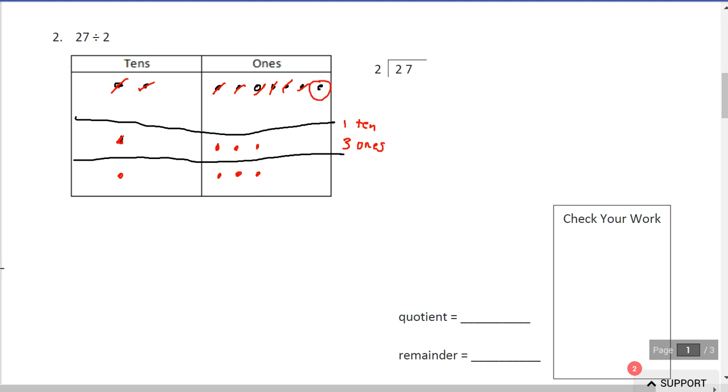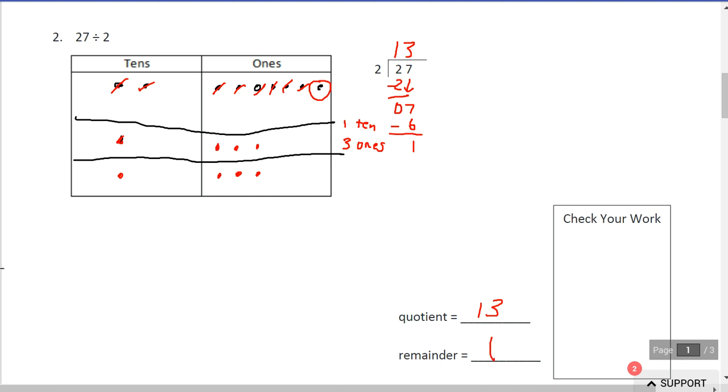Well, how does that look over here? Well, let's see. 2 goes in there one time, so 2 times 1 is 2. If we subtract that, we get 0. Now here's the trick. We have to bring this 7 down. Now we have 0, 7, or it's just 7. So 3 times 2 is 6. Subtract that, and there's our remainder, 1. So our quotient, when we check it over here, is going to be 13, and we have a remainder of 1.